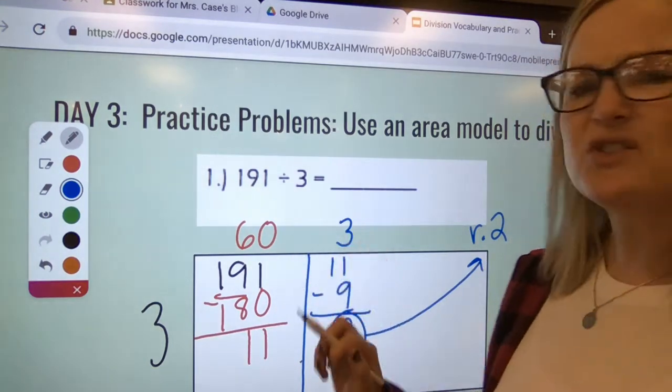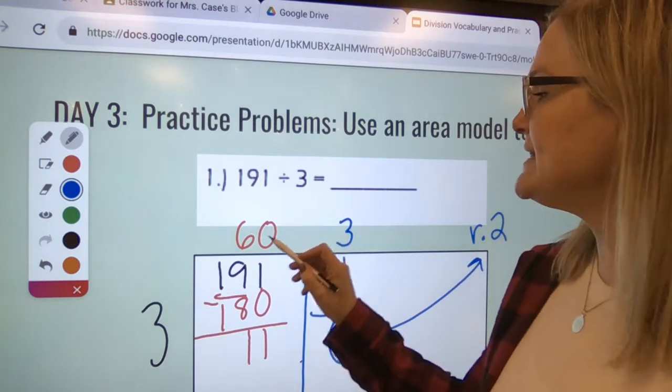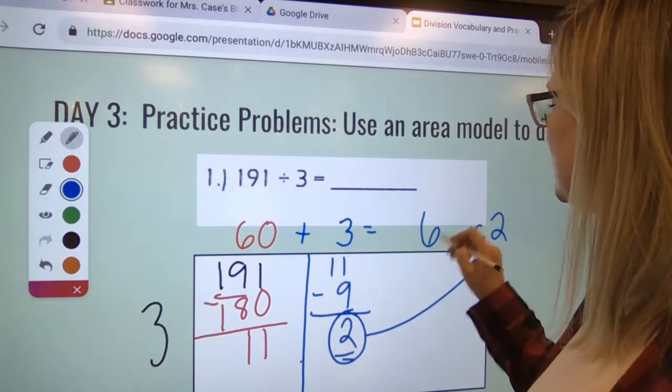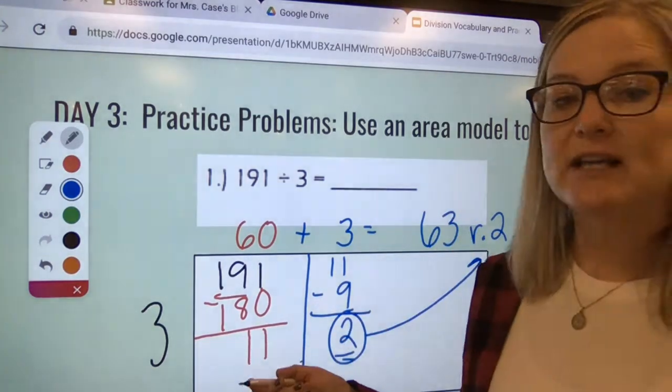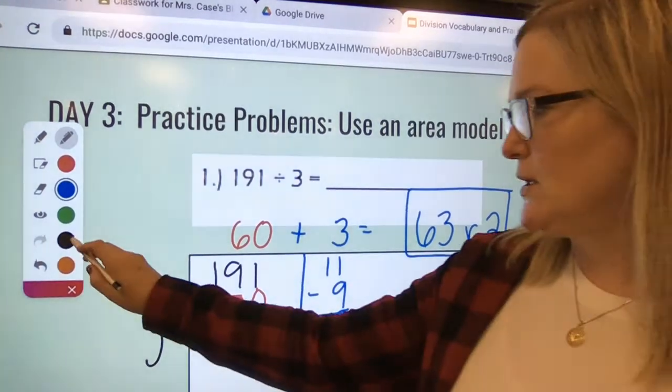Well, is this my answer? 630? No, this is 60 plus 3, which equals 63. So my final answer for this problem is 63 remainder 2.